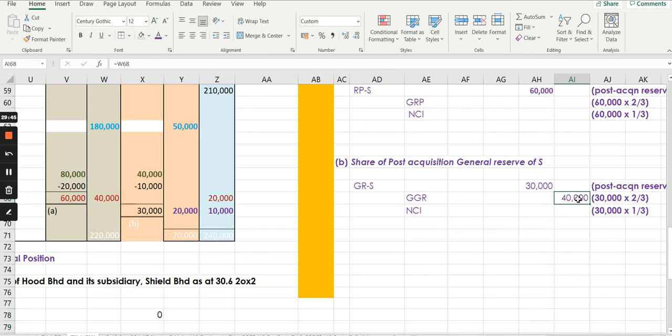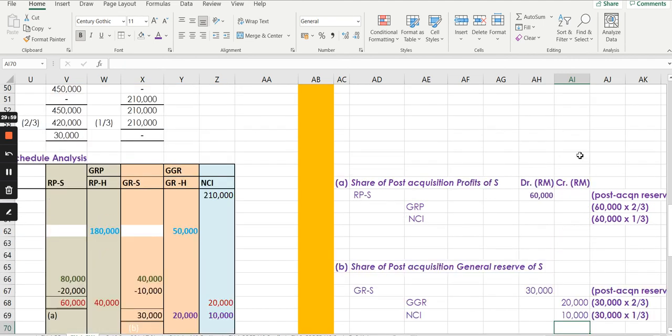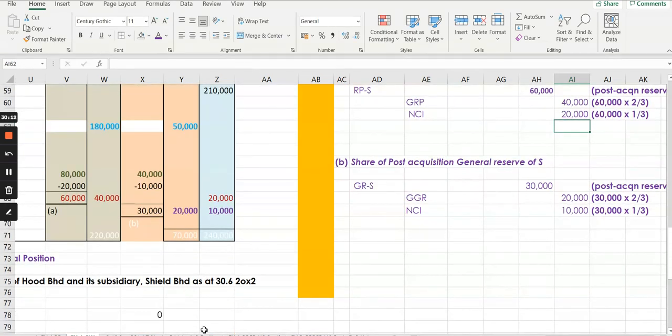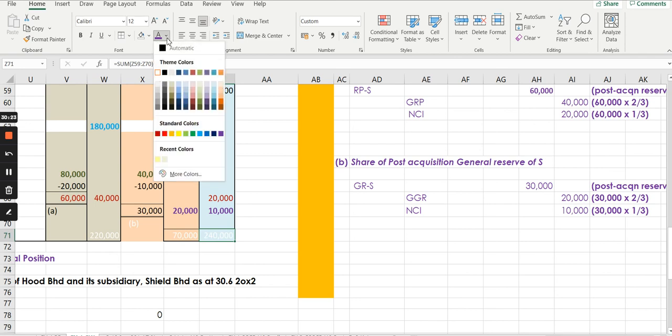This is for general reserve, so it's going to be 20. And 20 is 30,000 times 2/3. I put here the workings. Another one is 10. 10 is 30,000 times 1/3. And for the group retained profit, it would be 40, 60,000 times 2/3, and 20. This is just to let you know the journal entry so that you won't simply memorize what to add, what to minus.